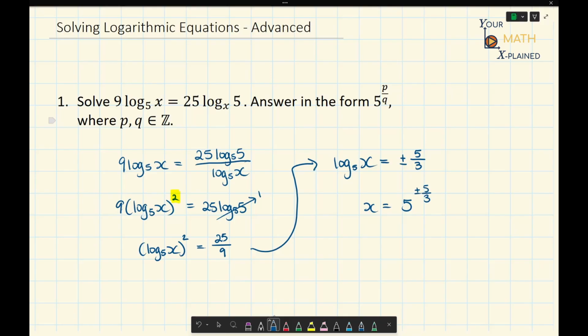And lastly, we just need to double check and make sure that both are valid answers. Looking at our original equation, we have log base 5 of x and we have log base x of 5. Both of those require x to be a positive number. And since 5 to the power of both positive and negative 5 over 3 is positive, both of these are valid answers. So we have x is equal to 5 to the power of positive or negative 5 over 3.